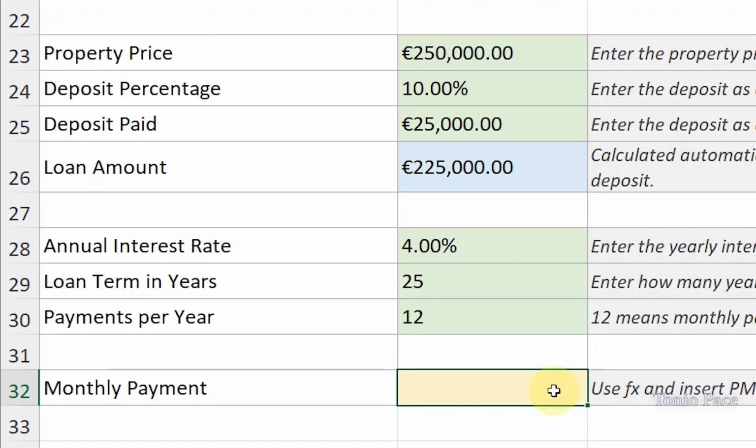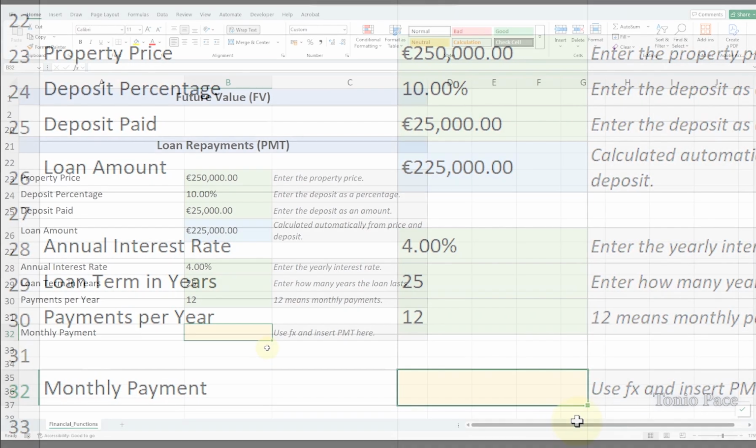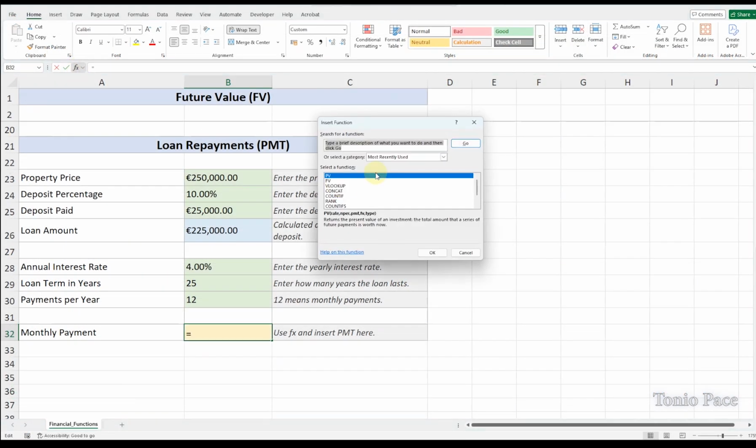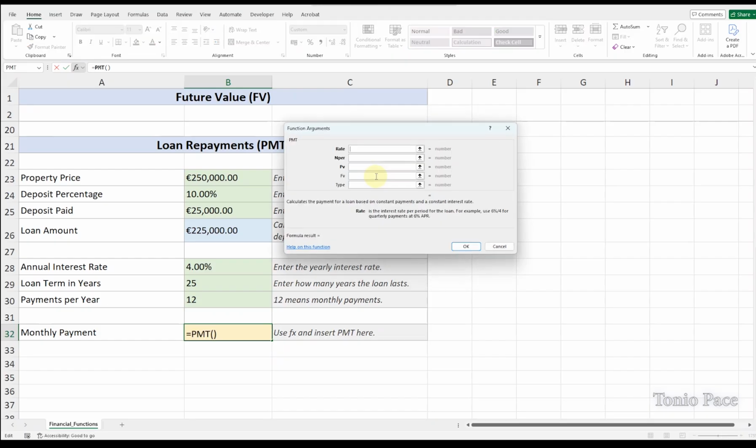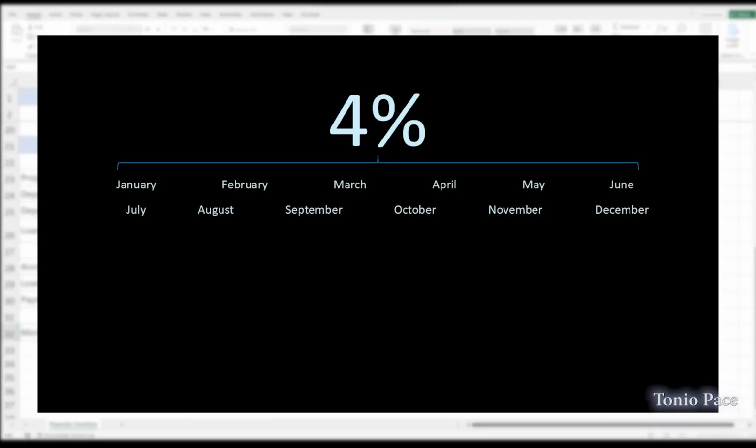Now click in cell B32, where the monthly payment will appear. Press the FX button and search for PMT. The first argument is rate. In this case, the loan repayments are made monthly. However, the bank quotes the interest rate as 4% per year. This means that the 4% is spread across the 12 months of the year.